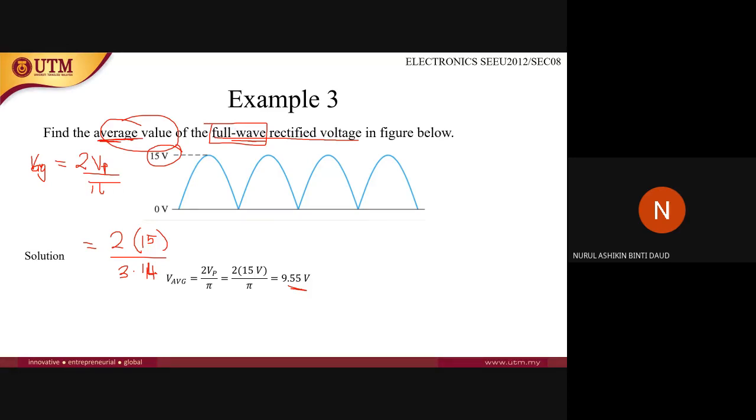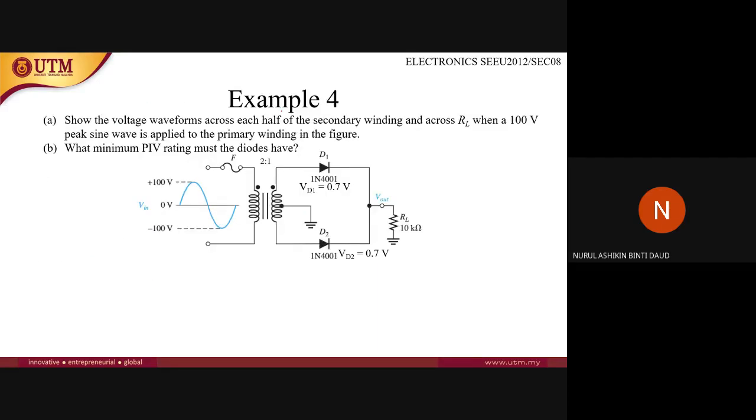Okay, next. Example 4. Show the voltage waveform across each half of the secondary winding and across RL, the resistance load, when a 100 volts peak sine wave is applied to the primary winding here, in the figure. And you have to calculate the minimum PIV rating for the diodes. So first of all, what operation is this? Center tap or bridge?